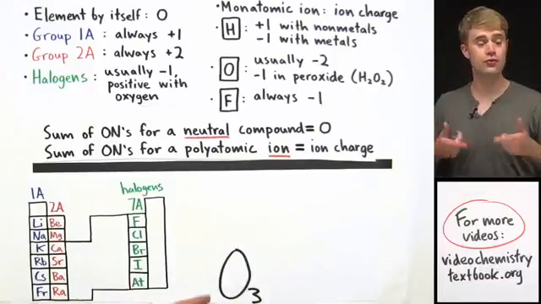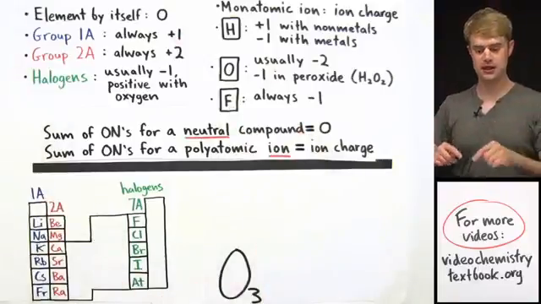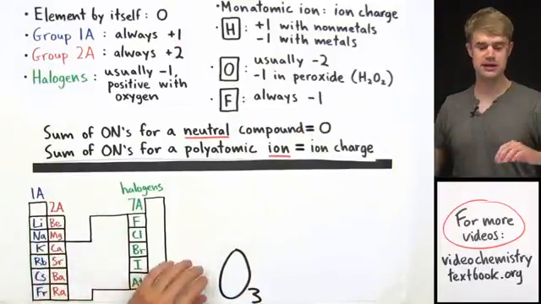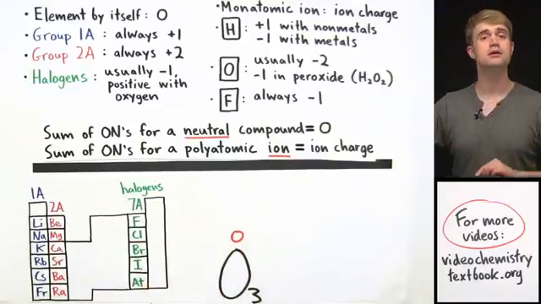O3. O3 here is what I'd call an element by itself. It's just oxygen. It's not combined with any other elements, which means that its oxidation number is going to be 0.